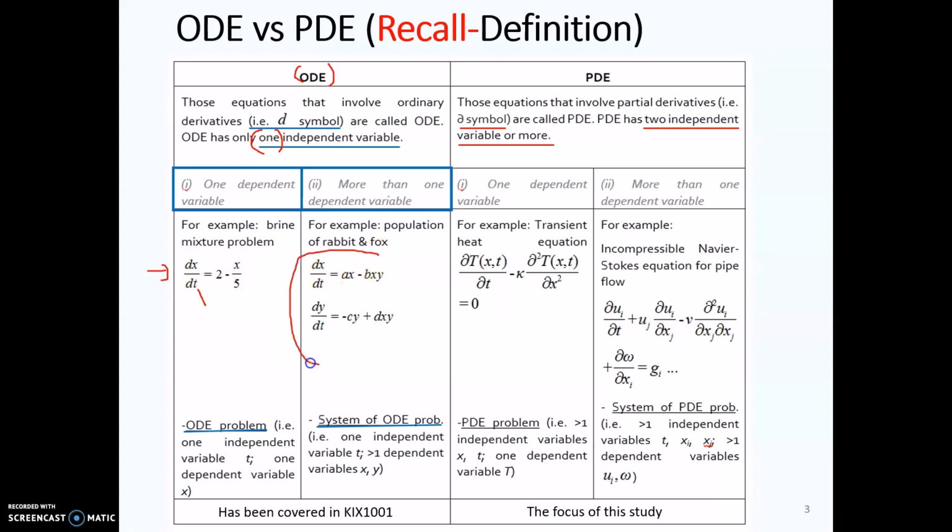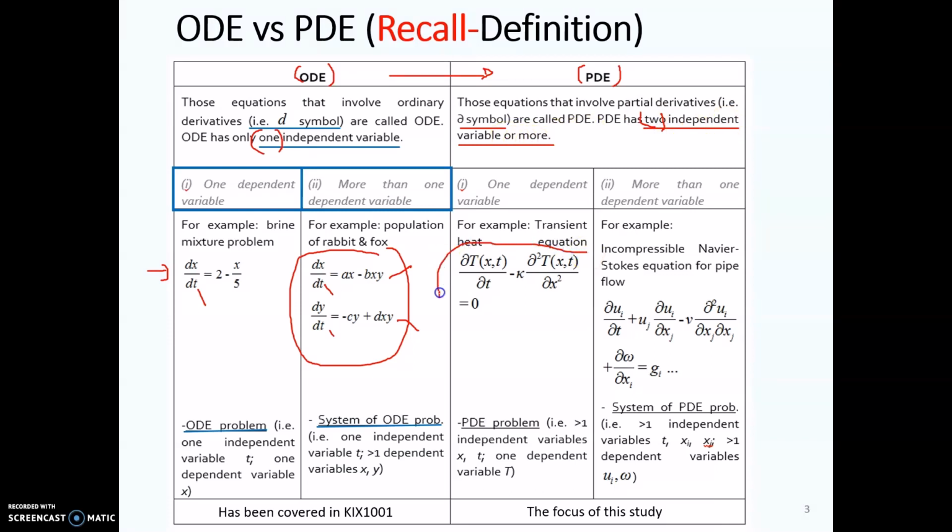And in this case, this is called the system of ODE problem because you have multiple equations for the ODE which consists of one independent variable t here. In this study, we will continue to solve the PDE problem. So PDE is the extension of the ODE where you have two independent variables or more.